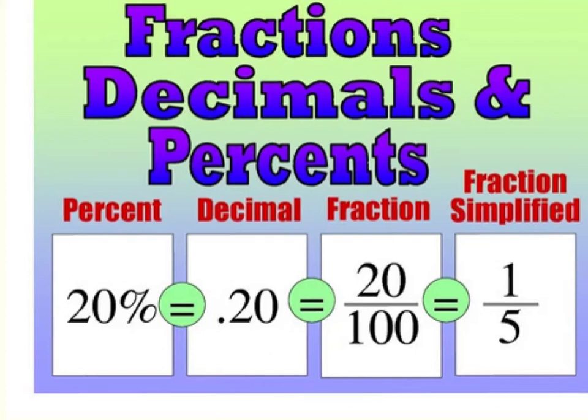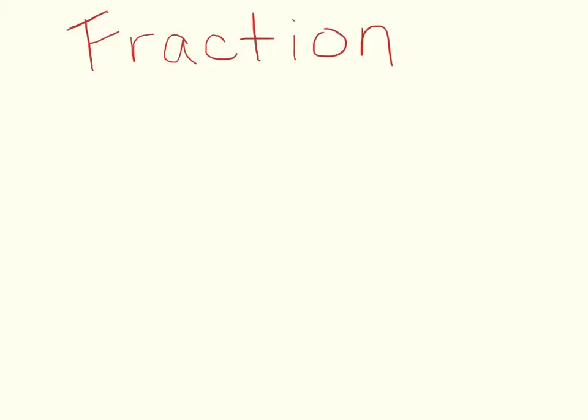In today's lesson, we're going to talk about fractions, decimals, and percents, and how to convert from a fraction to a decimal and from a decimal to a percent. First thing that we need to do is to review fractions. A fraction is a part out of a whole. All right, so this would be 1/4, or you could also say 1 out of 4.